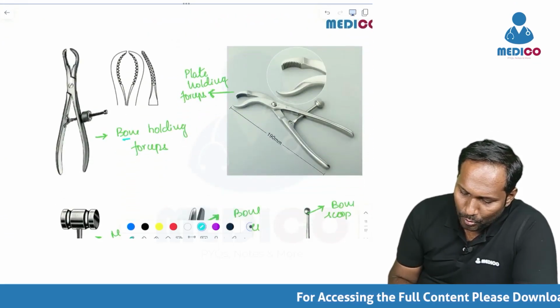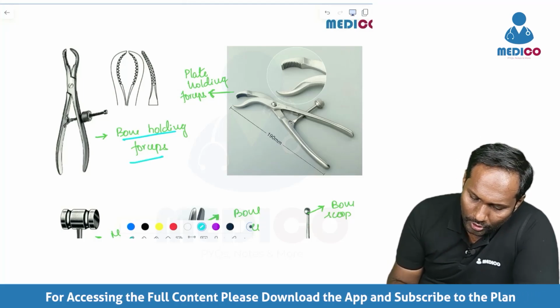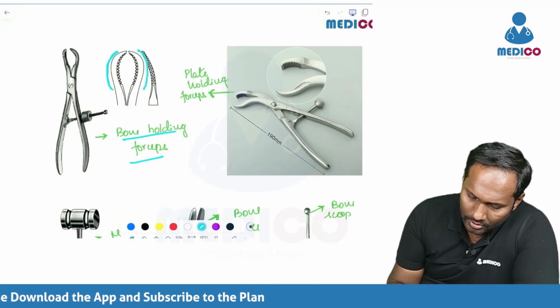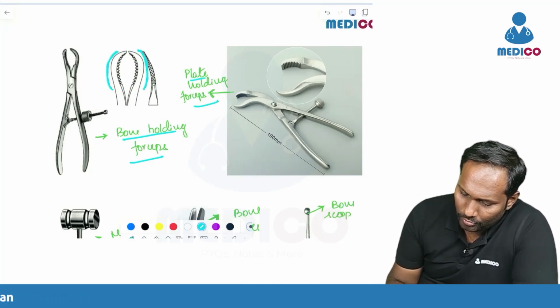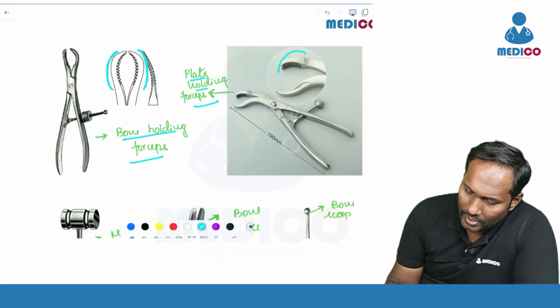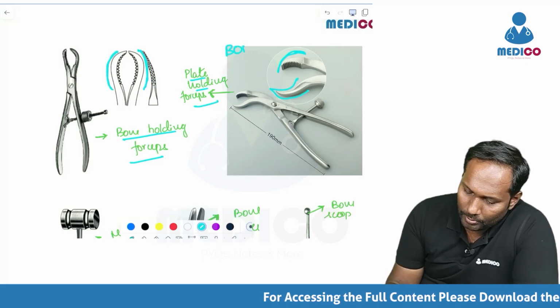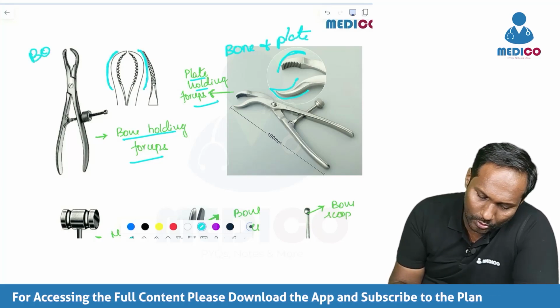And these are the important forceps that are being used. The bone holding forceps are normal like this, curved. A plate holding forceps would have one end curved and blunt, the other end sharp. With this you hold both the bone and the plate. With this forceps you can hold only the bone.